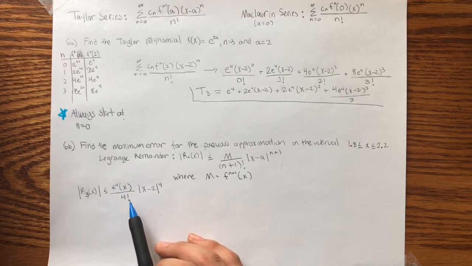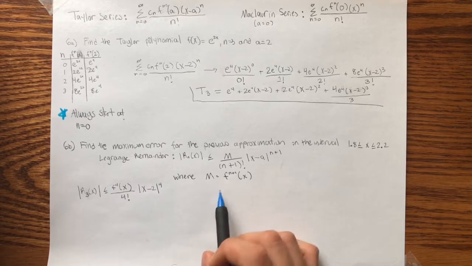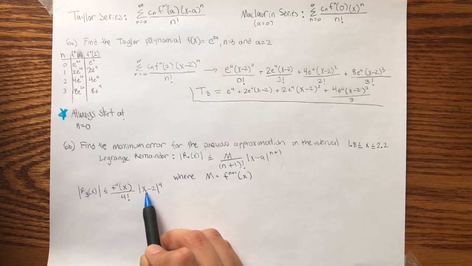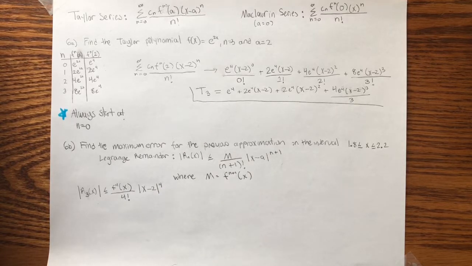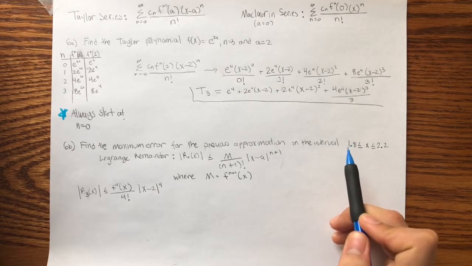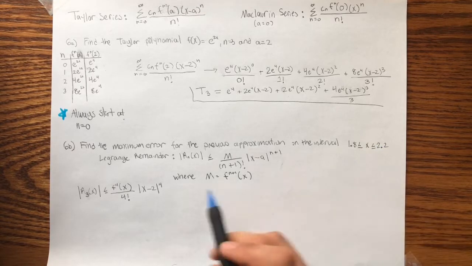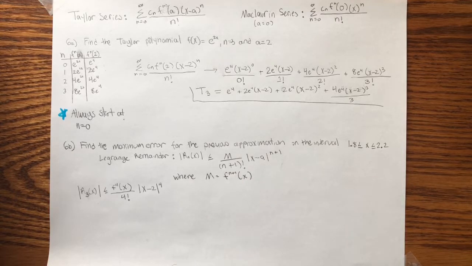Here's our m, here's our n plus 1, which is 4, and our x minus 2 to the power of 4, because our n is 3. In order to find the maximum error, we need to find the maximum value for our m and for our x minus 2 to the power of 4. This means that we're going to plug in our x equals 1.8 and x equals 2.2 into each of these over here and over here in order to find the maximum.